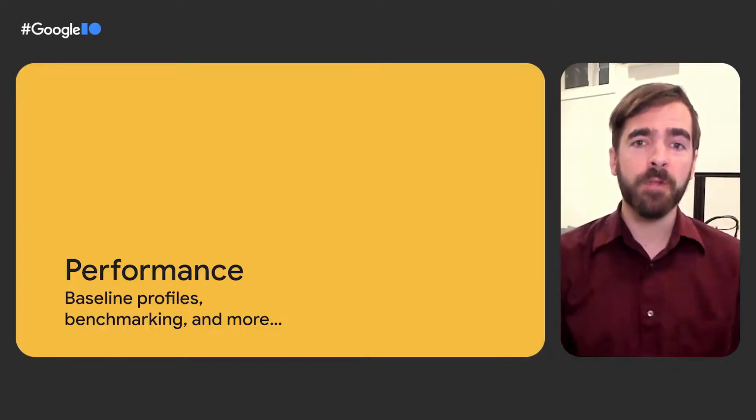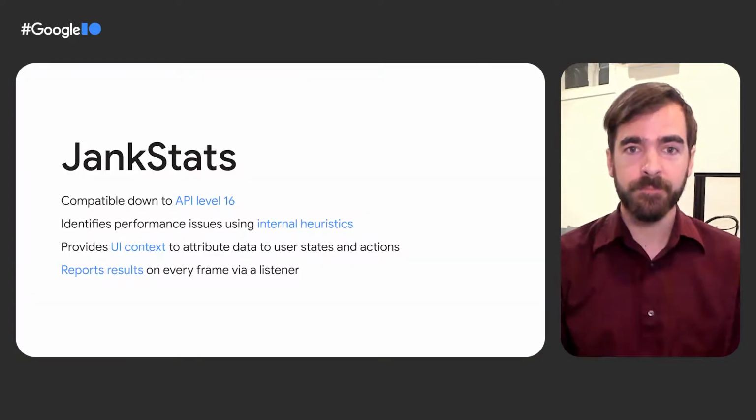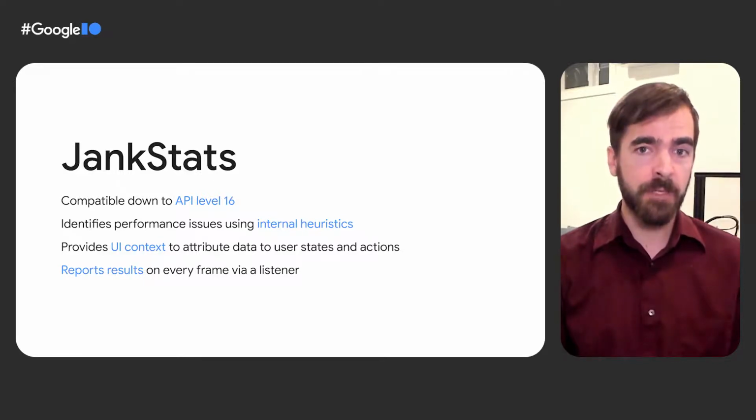We've also been hard at work putting together libraries to help developers assess and improve the performance of their apps. The JankStats library helps you track and analyze performance problems in your apps, including reports on dropped rendering frames, commonly referred to as jank. JankStats builds on top of existing Android platform APIs, such as frame metrics, but can be used down to API level 16. The library also offers additional capabilities beyond those built into the platform. Heuristics that help pinpoint causes of dropped frames, UI state that provides additional context in reports, and reporting callbacks that can be used to upload data for analysis.